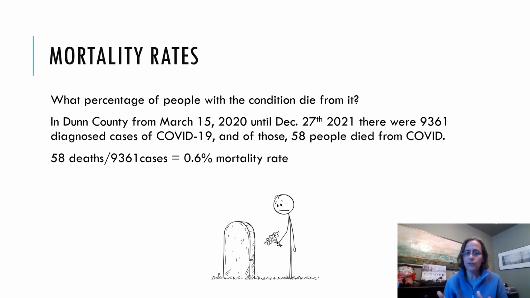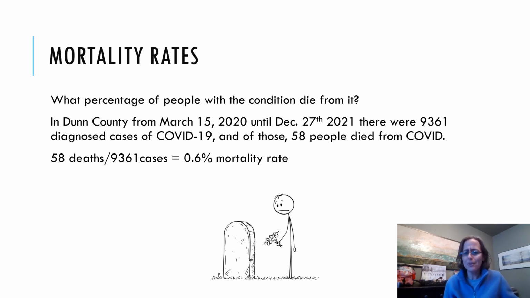So if we look, for example, in Dunn County, when I did this course last year, I looked at March 2020 until December 27, 2021. There were 9,000 or better diagnosed cases of COVID-19, so that was incidence, if I controlled for the population, and 58 deaths from COVID. So 58 deaths out of 9,361 cases equals a 0.6% mortality rate.